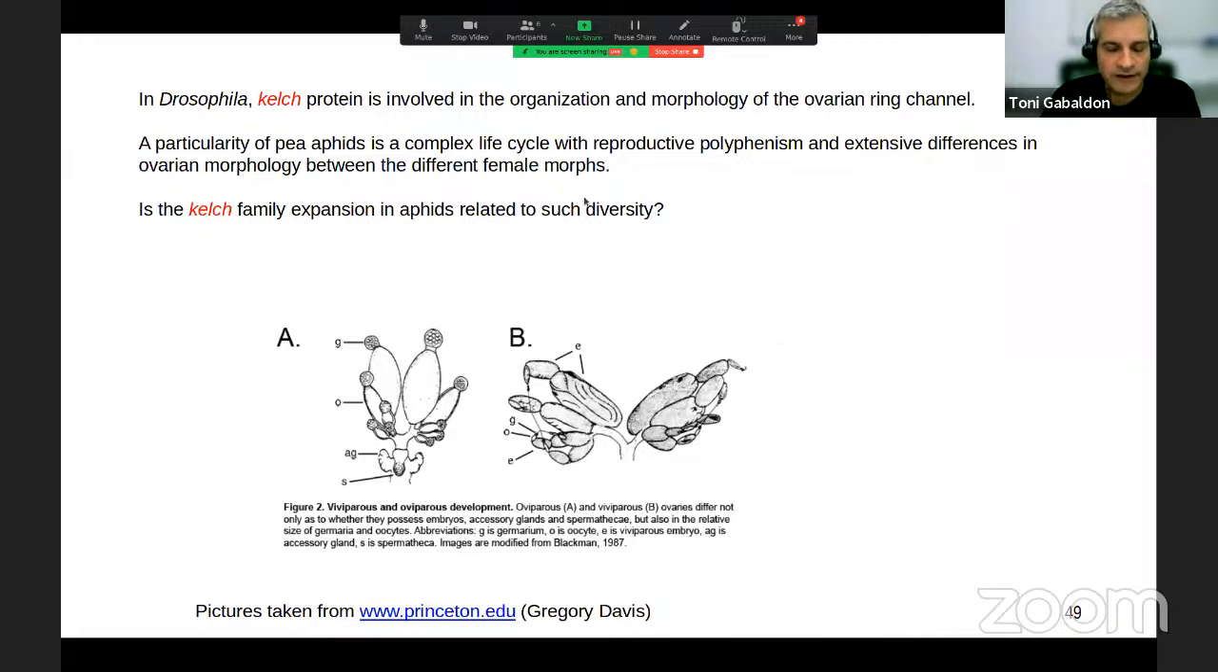And some collaborators, looking at the expression of these genes, found that some paralogue genes were expressed in one type and others in the other. So maybe that could be one factor helping in the development of this unique trait.